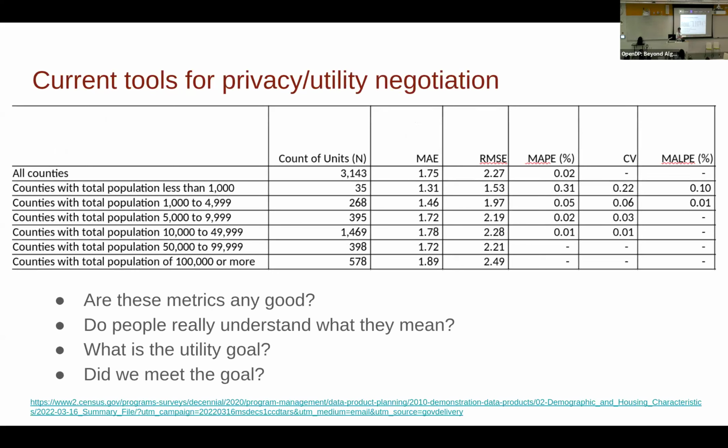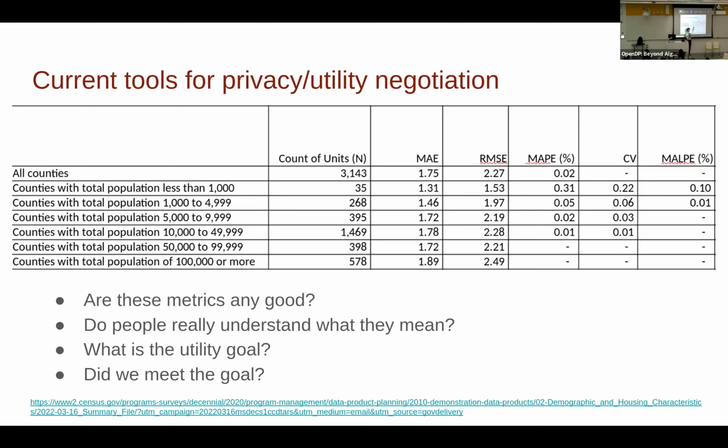So how do we do that now? I think this is an area where I'm curious how we do this now. I know maybe a little bit about how we do this now based on what's public, but this is a spreadsheet, for example, that the Census Bureau published about error in demonstration products.